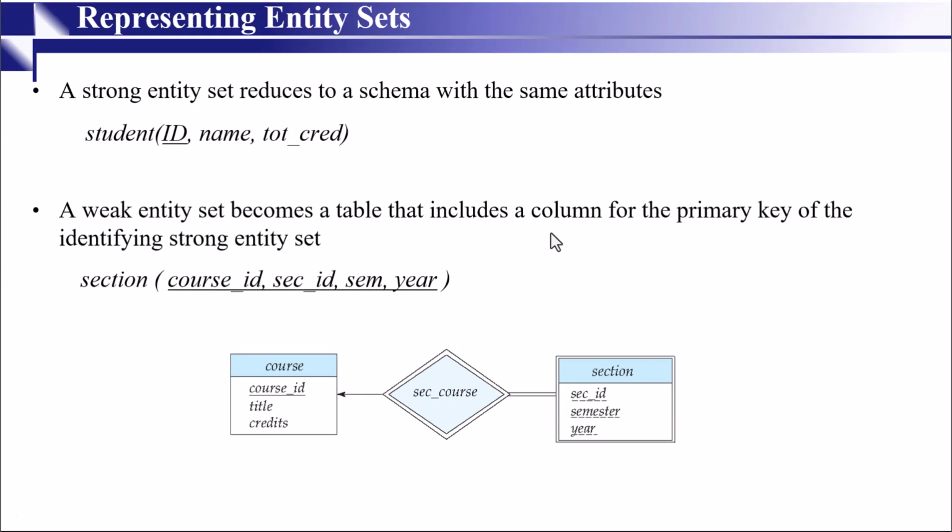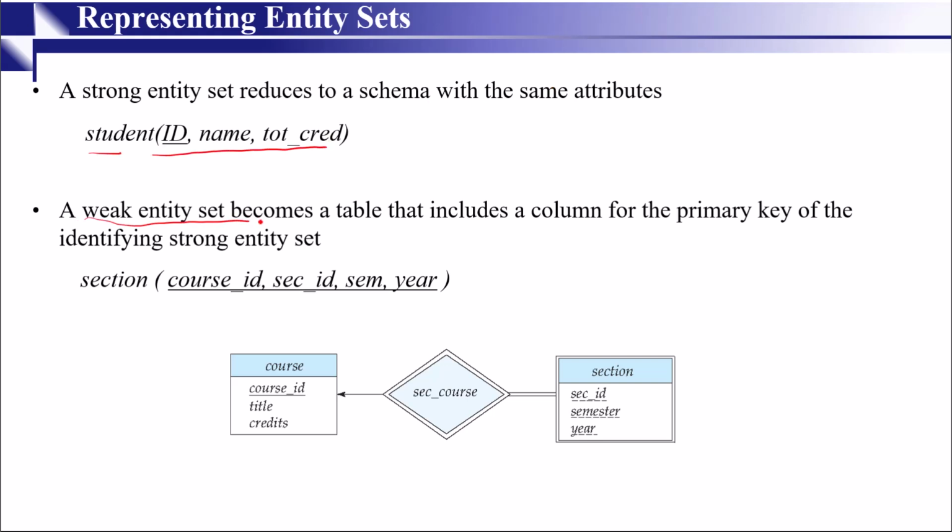Entity sets and relationship sets can be expressed uniformly as a relation schema that represents the concept of the database. A database that conforms to an ER diagram can be represented by a collection of schemas. For each entity set and relationship set, there is a unique schema that is assigned the name of the corresponding entity set or relationship set. So each schema has a number of columns, generally corresponding to attributes, which have unique names. So a strong entity set reduces to a schema with the same attributes, like student, ID, name, and total credit.